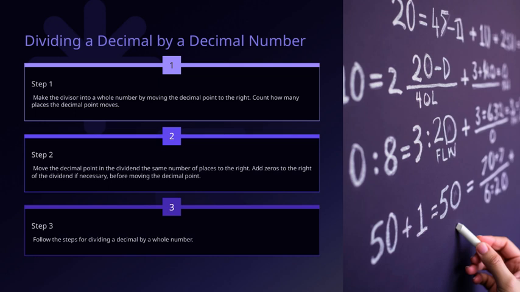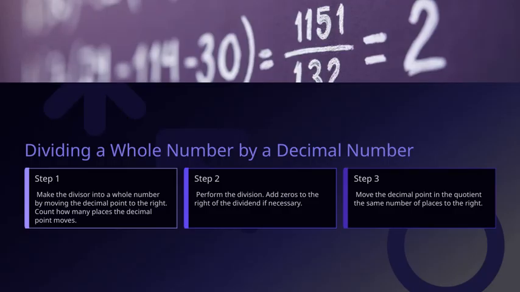This method keeps our calculations accurate and consistent, connecting to the overall theme of mastering decimal operations efficiently. All right, let's talk about dividing a whole number by a decimal. The first step is to make the divisor into a whole number. To do this, we move the decimal point to the right until the divisor is a whole number.